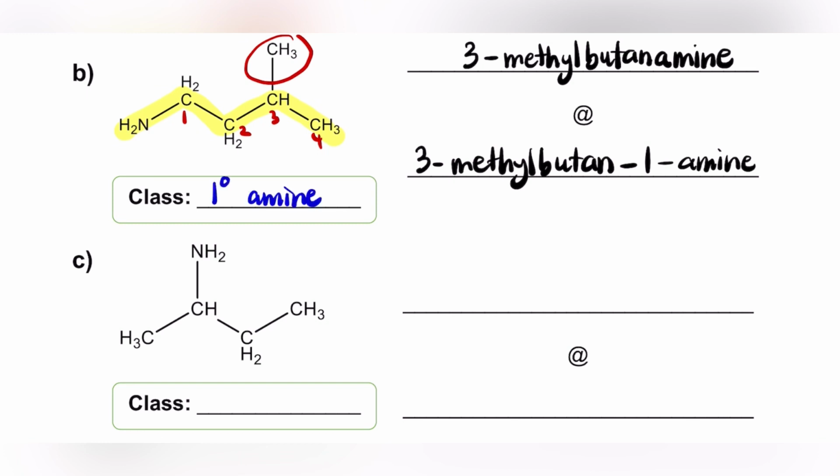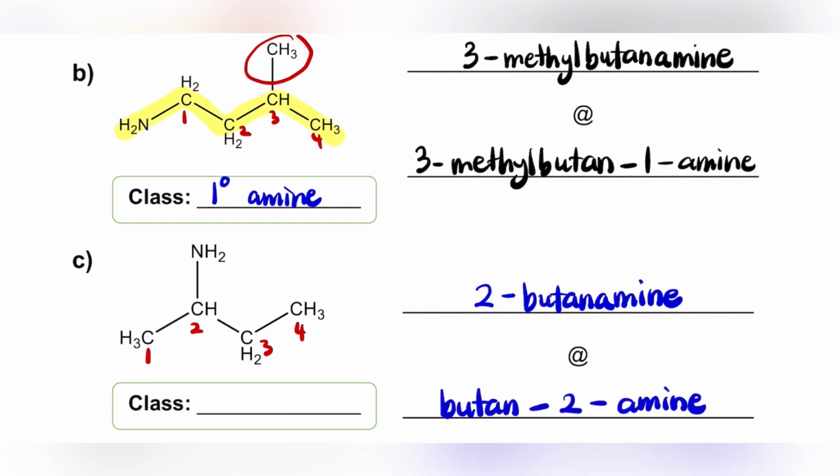Next, we have example C. So first thing first, determine the longest carbon chain. So I'm going to start from the left. We have 4 carbon atoms, and then this will be our parent. But right now, you can see that amino group is at position carbon number 2. So the name will be 2-butanamine, or you can write it down as butan-2-amine. So that's it for our name for primary amine. So this one also primary amine.